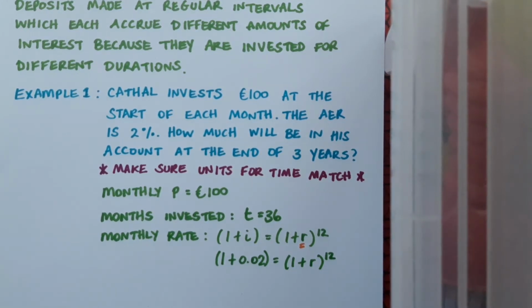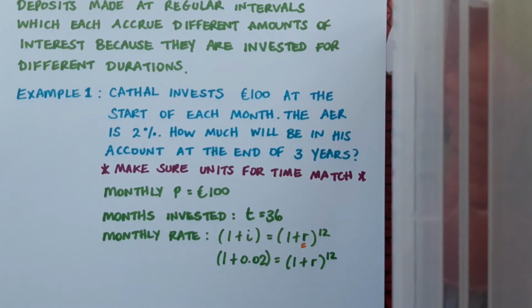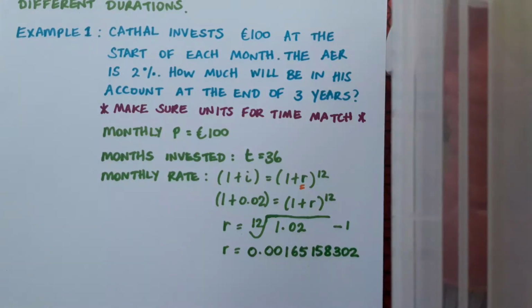Pause the video here and try that yourself. So I'm getting a big long decimal here, 0.001651588302. Normally, if we were just getting the monthly rate, we'd change this back into a percentage, but I'm going to need to use it in decimal form for my calculations anyway, so I'll leave it as it is, but I will round it off slightly, and I want to round it off to about 5 decimal places.